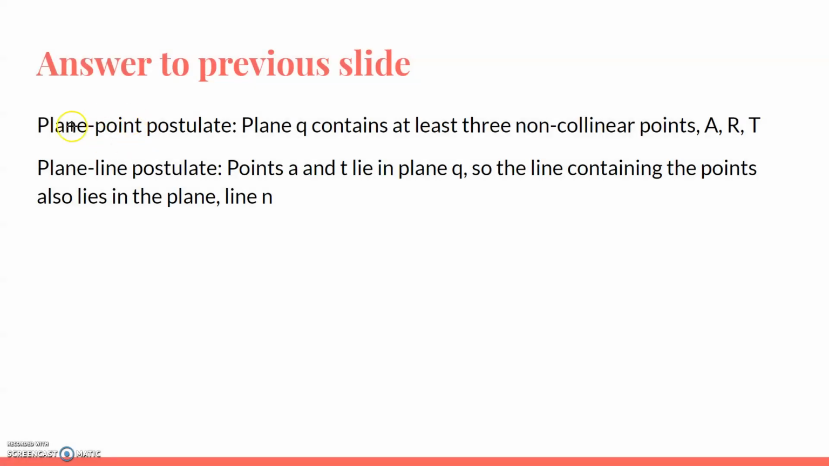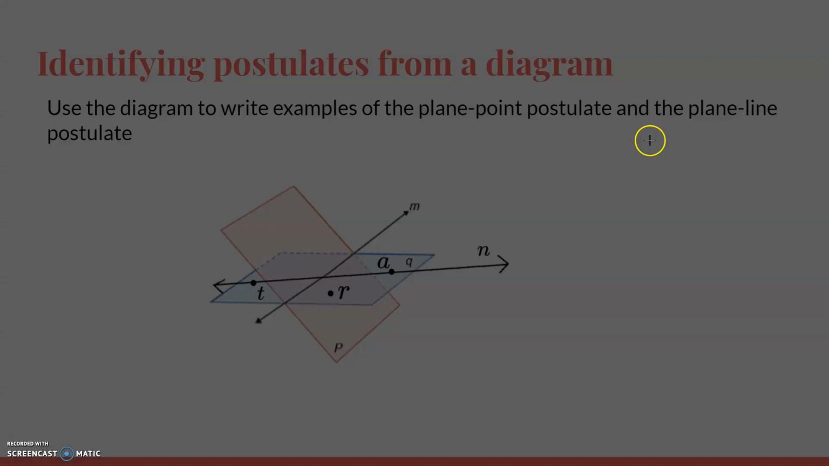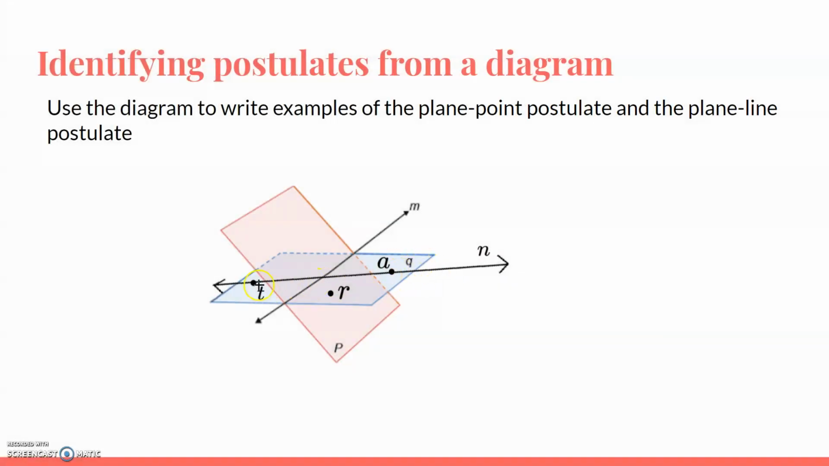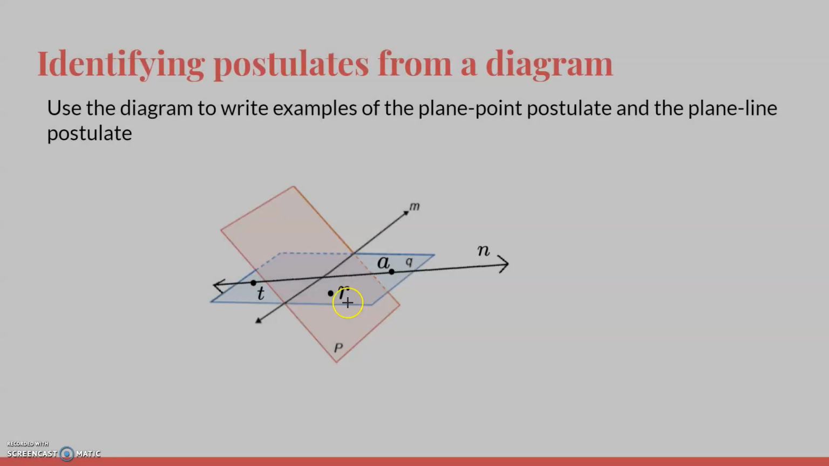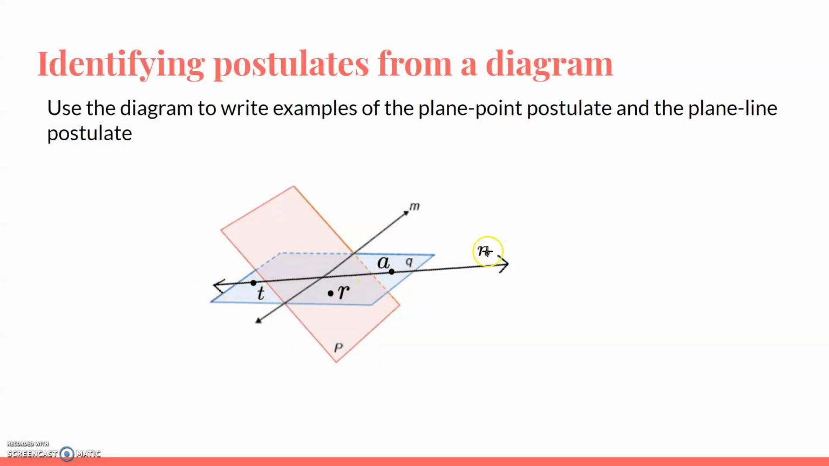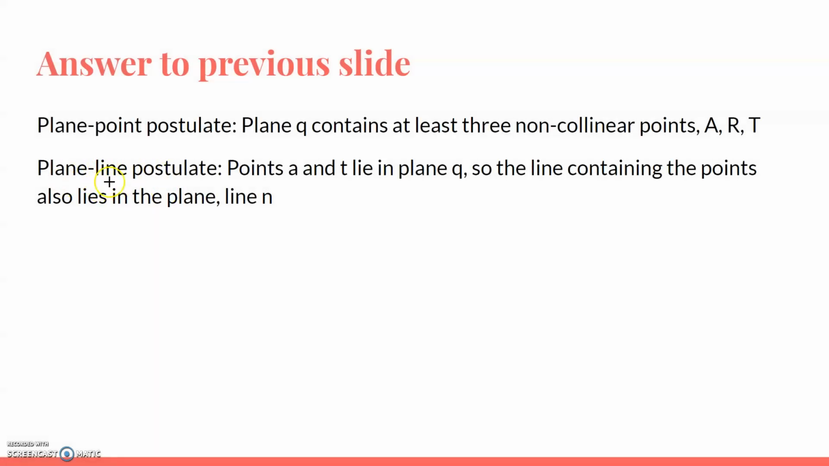Alright, so as we saw, the plane point postulate tells us that a plane must contain at least 3 non-collinear points. As we can see here, plane Q contains points T, R, and A. So that's our answer for this. And then the plane line postulate: since 2 points A and T lie in the plane, line N also lies in the plane, since both these points are in the plane. So that's our answer to the second one.